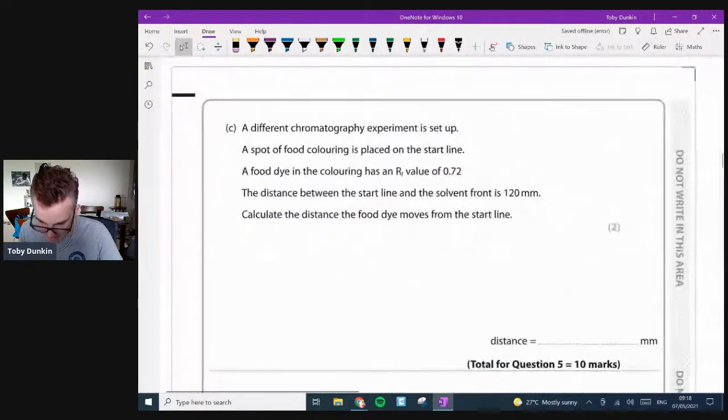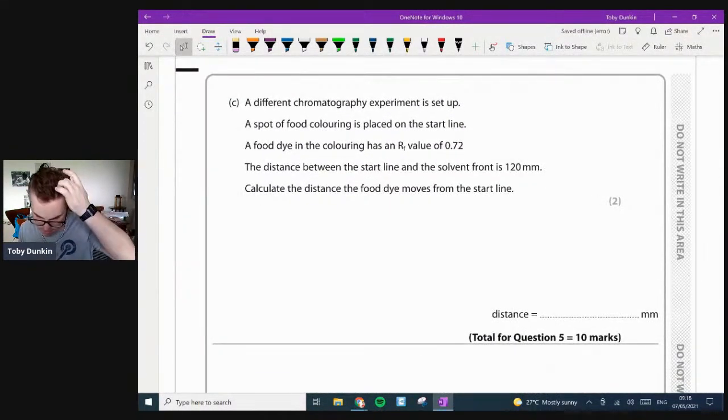Next, a different chromatography experiment is set up. A spot of food coloring is placed on the start line. A food dye in the coloring has an RF value of 0.72. The distance traveled by the start line and the solvent front is 120 millimeters. Calculate the distance of the food dye.